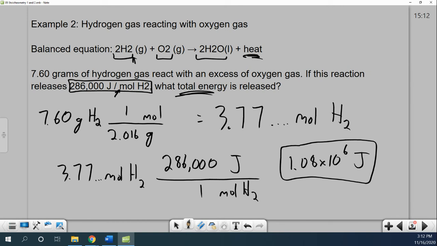Now again, 7 grams doesn't sound like a lot, but it's hydrogen. That's almost 4 moles. That's a lot of atoms. So when those react, they give off a lot of heat. That's why hydrogen gas is so explosive.